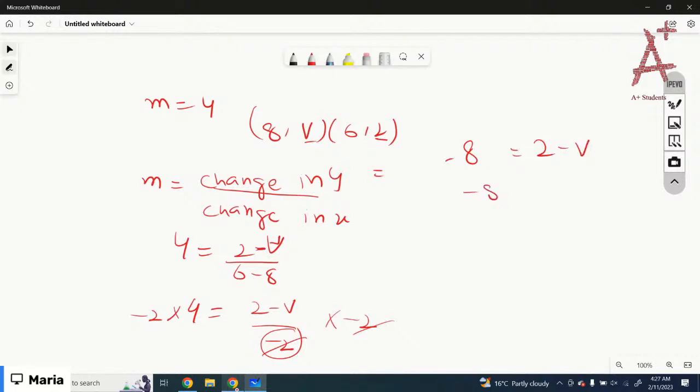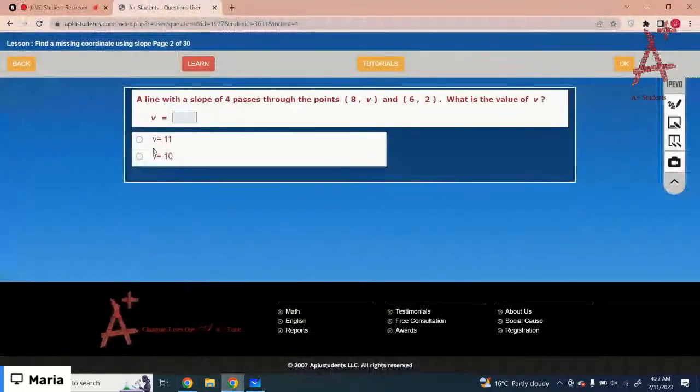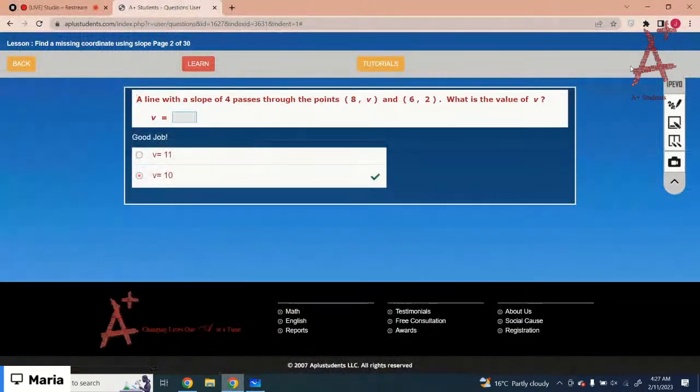So here you have negative 8 equals 2 minus v. You have to subtract 2 both sides. Got it? 2 and 2 cancel out. So negative 8 minus 2 is negative 10 equals negative v. That means v equals 10. Got it? So that means the missing component v equals 10. Got it? Here is the correct option. Just select the correct option, then click on the OK button.